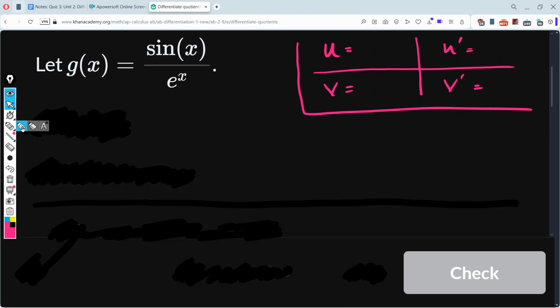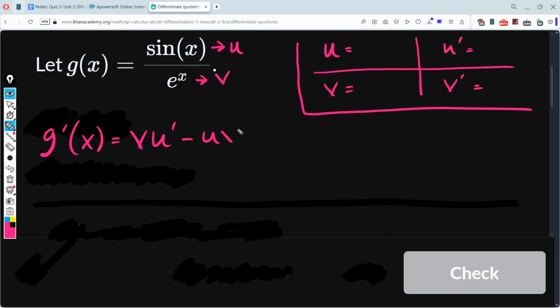All right, one more. We have g of x, and we're going to find g prime of x, the derivative. We'll let the top, or numerator, be the u, and we'll let the bottom, denominator, equal v. The derivative is going to be bottom times the derivative of the top minus top times the derivative of the bottom, all over the bottom squared.